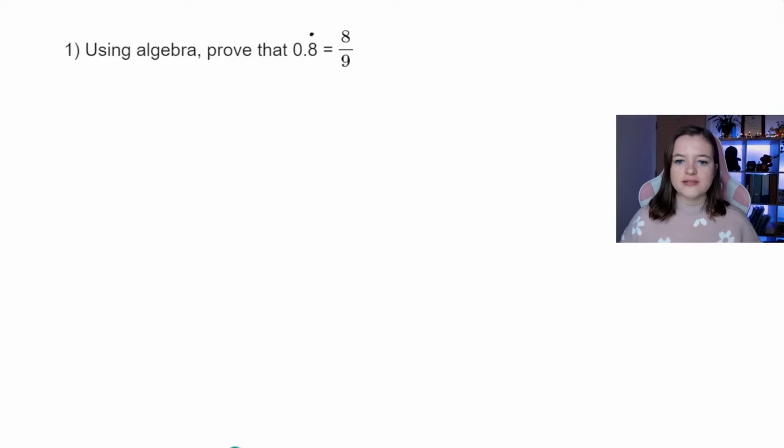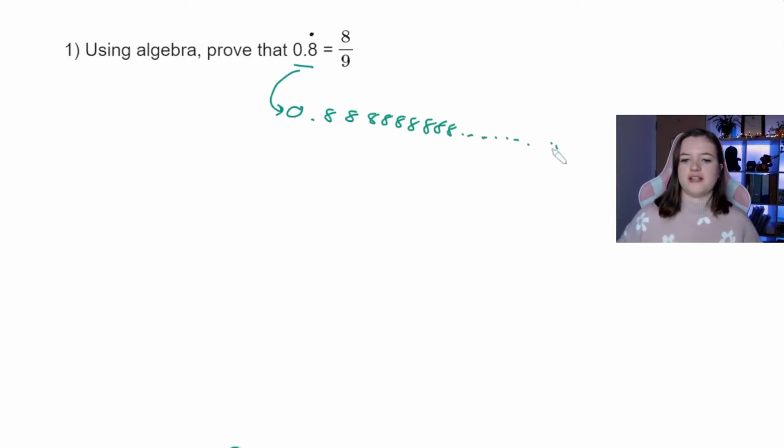So what this 0.8 recurring means is 0.88888888888, an infinite amount of 8s, right? So these 8s aren't going anywhere. That's a good thing to establish first: exactly what number do you have, and what will the numbers after the decimal place look like?